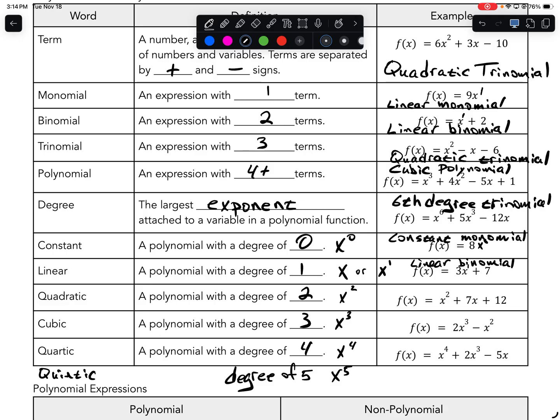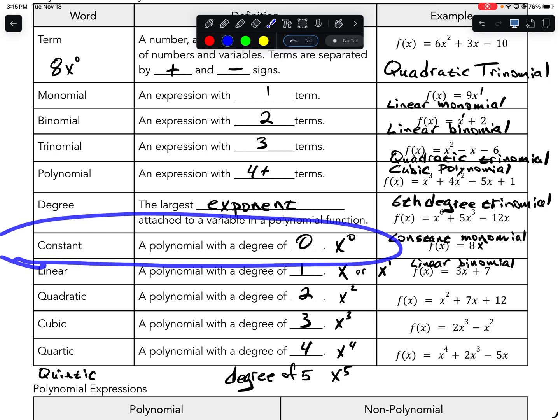Yeah, go ahead. How'd you get linear binomial there, but above it you got a constant? Because if it's just 8, we have to add that x to the 0 power, because x to the 0 power is 1. Yeah, so the 0 power is what makes it constant.